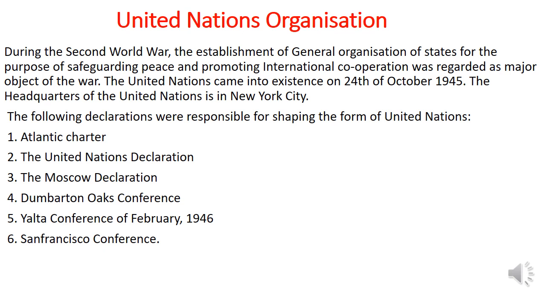After the First World War, there was the League of Nations, but it couldn't settle international disputes peacefully, and there arose the Second World War also. So, to combat that, the United Nations came into existence on 24th of October 1945. What was responsible for shaping the United Nations? The Atlantic Charter, the United Nations Declaration, the Moscow Declaration, Dumbarton Oaks Conference, Yalta Conference and San Francisco Conference, all these declarations led to the formation of the United Nations Organization.